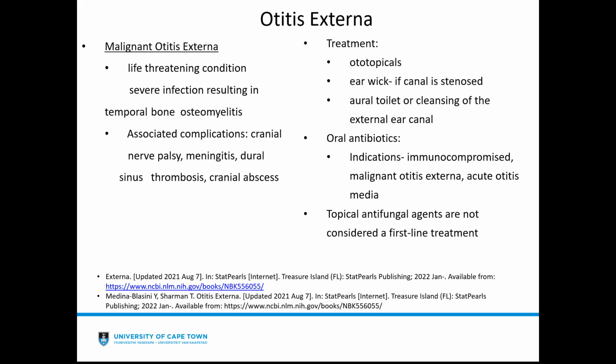So early diagnosis is quite crucial in these patients because it can be a high mortality rate, and it should be suspected in patients with diabetes or immunocompromised patients who have otitis externa with ongoing fever and that are not responding to treatment. And the infection, like I said, can result in temporal bone osteomyelitis and can be associated with cranial nerve palsy, specifically facial nerve. Other complications of malignant otitis externa to keep in mind are cranial nerve palsies, meningitis, dural sinus thrombosis, and cranial abscesses.